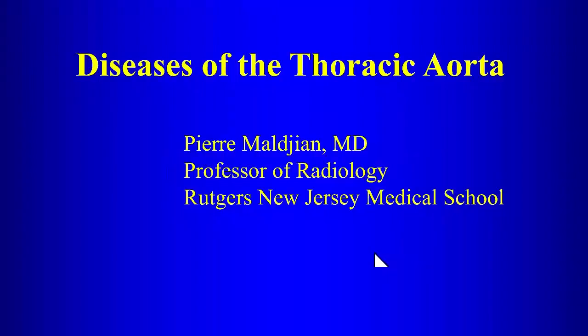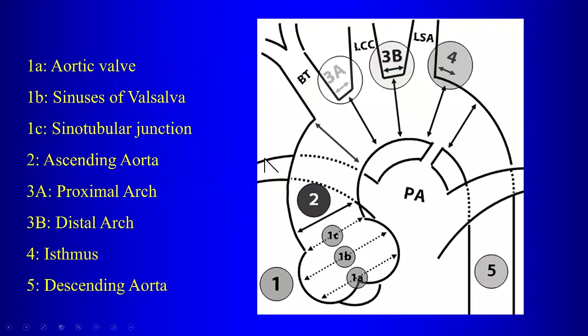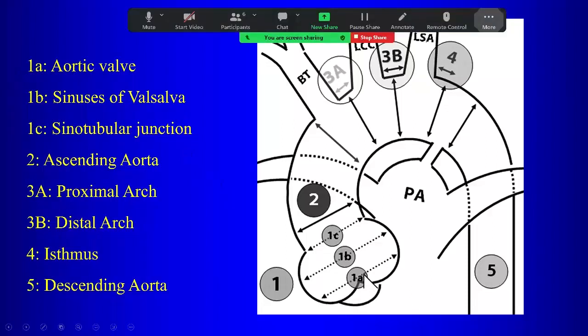All right, so today we're going to talk about diseases of the thoracic aorta. So starting with the anatomy of the thoracic aorta. We have the aortic valve right there at the bottom at the junction with the left ventricle. And then we have the sinuses of Valsalva above that. And then above that we have the sinotubular junction. That's the area where the aorta just starts to narrow a little bit.